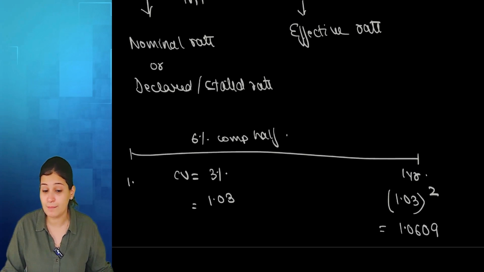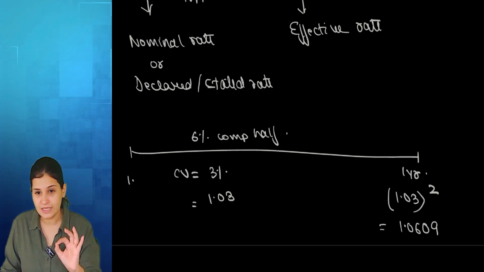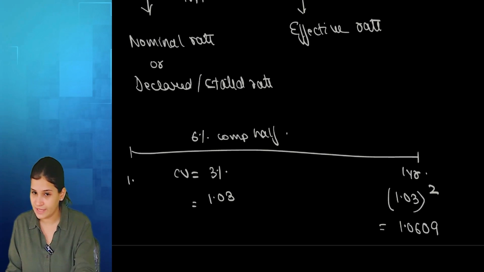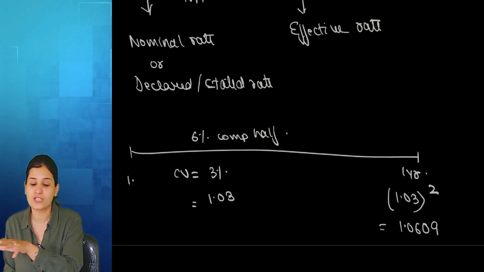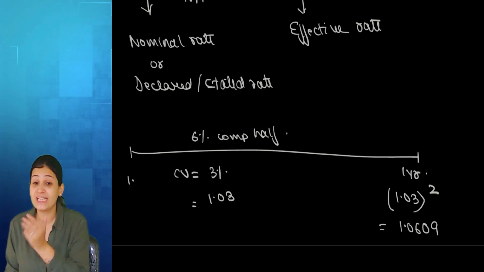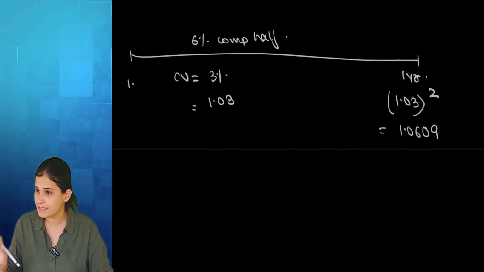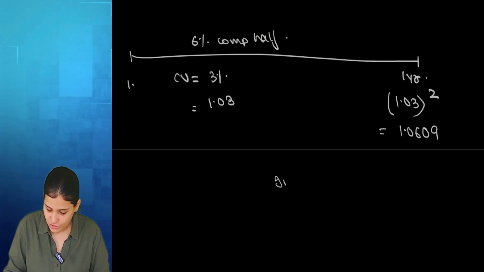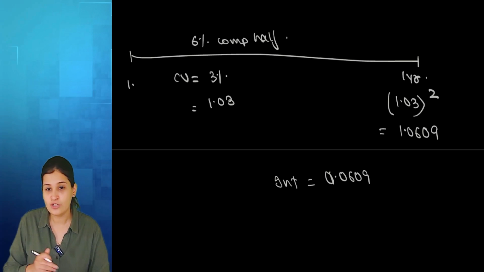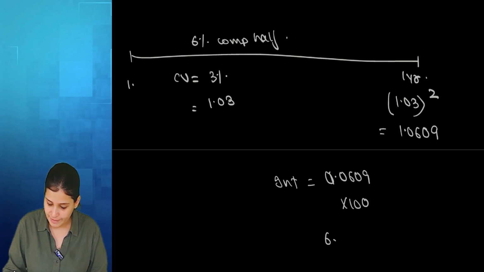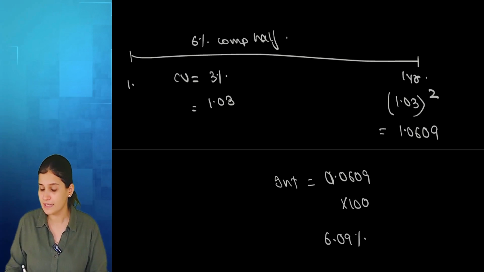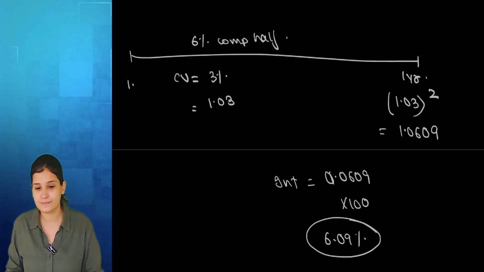1.0609. This is my amount. I invested rupee 1 for 1 year at the given rate. Always 1 year and 1 rupee. I got my amount to be 1.0609. That is amount. I want interest. So I'll subtract my principal 1 rupee. So my interest will be 0.0609. In order to convert it into percentage, I'll multiply it by 100. So it becomes 6.09%. This is my effective rate.